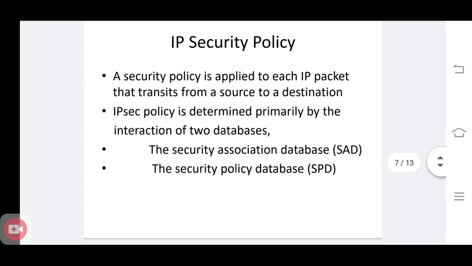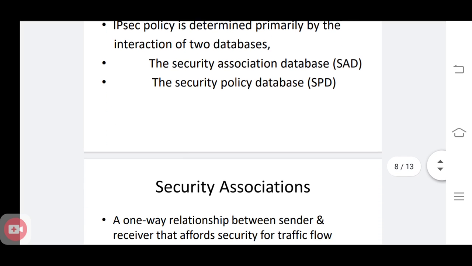Next, we have some IPsec security protocol policies. A security policy is applied to each IP packet that is transmitted from the source to a destination. This IPsec policy is determined by using two databases: the security association database and the security policy database. For providing IP security, we provide some security services: access control, connectionless integrity, data origin authentication, rejection of replayed packets, confidentiality, and limited traffic flow confidentiality. For providing all these services, we use a security policy. For that security policy, we use two databases: one is the security association database and the other is the security policy database.